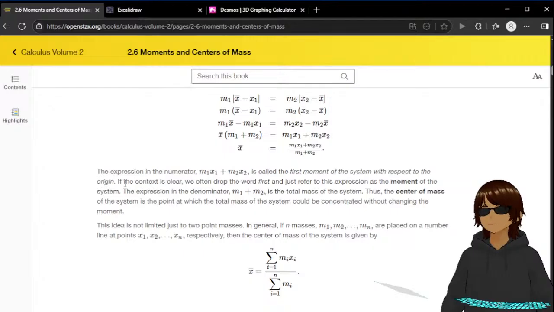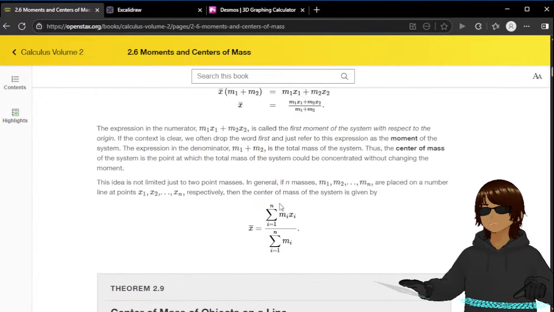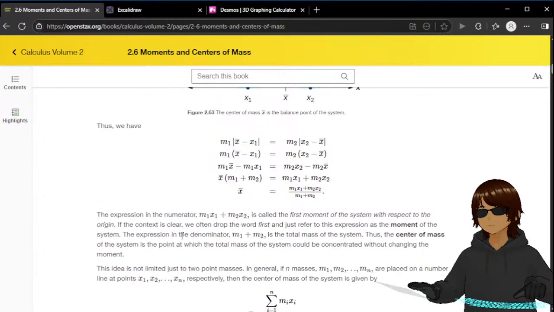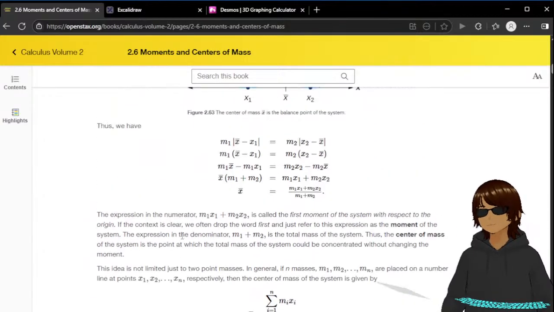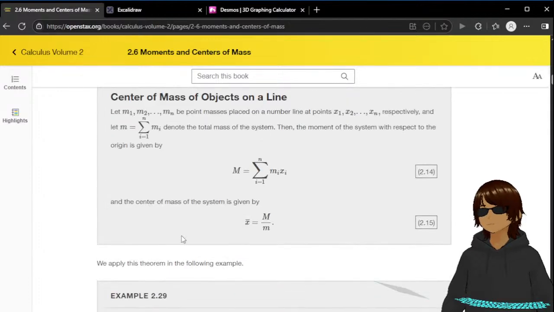In general, if n masses m1, m2, up to mn are placed on a number line at points x1 to xn, respectively, the center of mass of the system is given by this, and then the total mass. And this capital M is called the moment of the system, right?